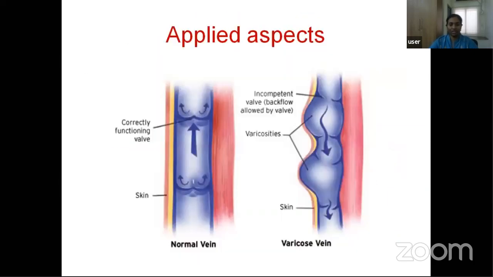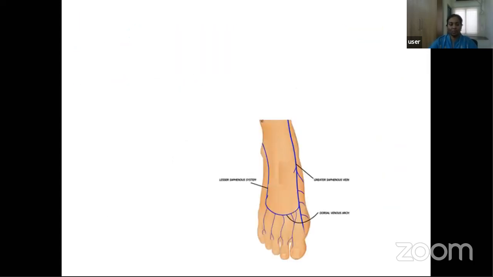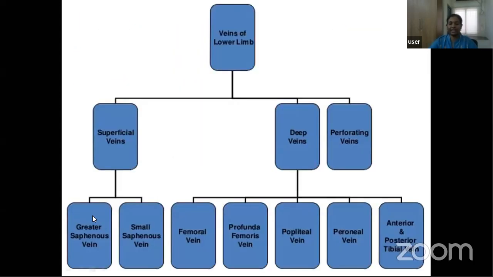So in short, I will repeat the veins. So we have the superficial veins. The superficial veins are the great saphenous and the small saphenous vein. The great saphenous vein starts from the medial side of the dorsal venous arch, extends upwards in front of the medial malleolus, goes up in the middle of the leg, goes on the medial side of the thigh, pierces the saphenous opening and opens into the femoral vein. Here we need to remember one point of the saphenous opening.